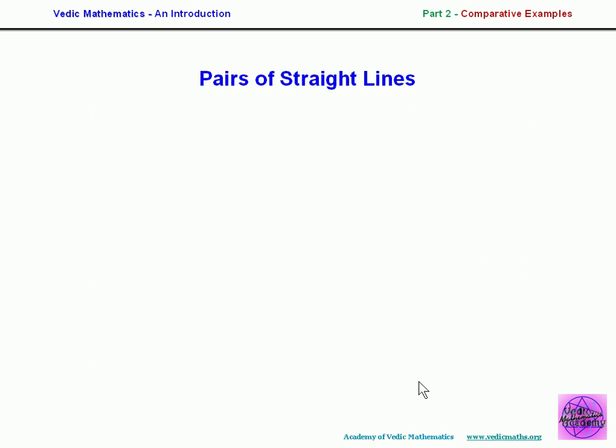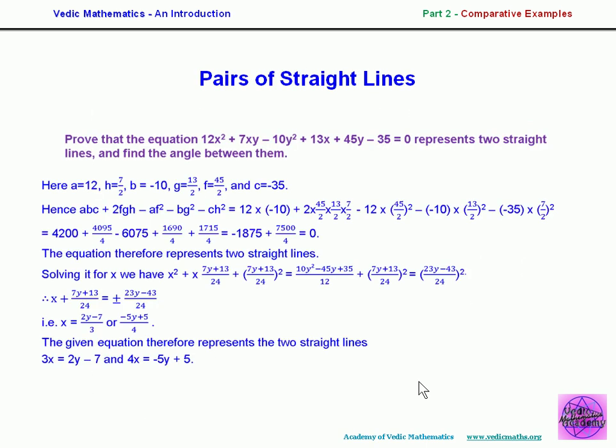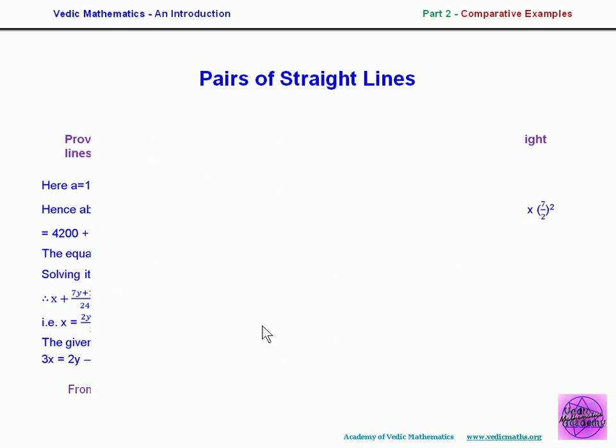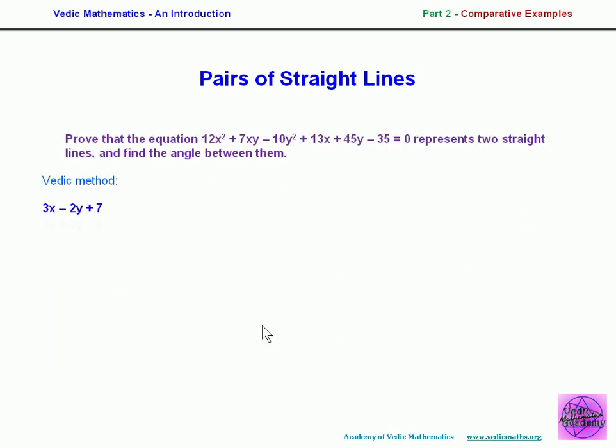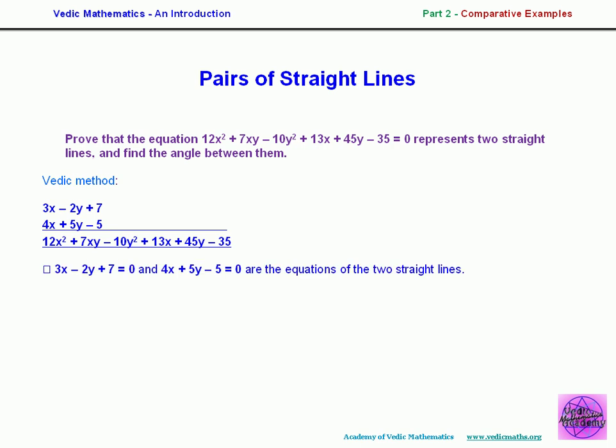This is an example quoted by Bharati Krishna Tirthaji in his book, in which there's a standard text by Professor Loney given here, and you have to prove that this equation represents two straight lines and find the angle between them. And this is the standard method to do that. And the Vedic method is this. We simply show that we can actually factorize that into two linear equations of this type, and therefore the problem is solved. Finding the angle between those two lines.